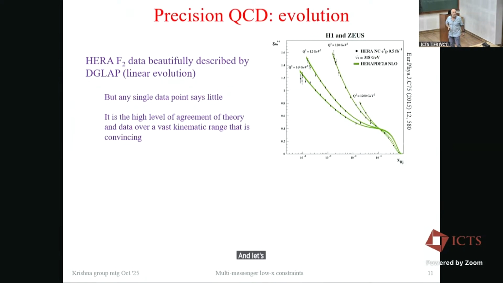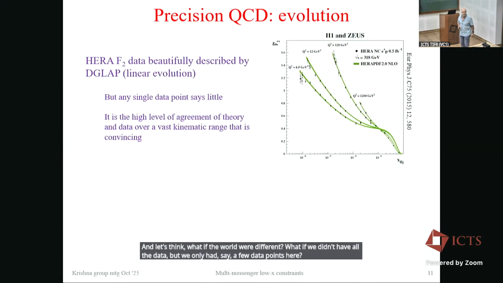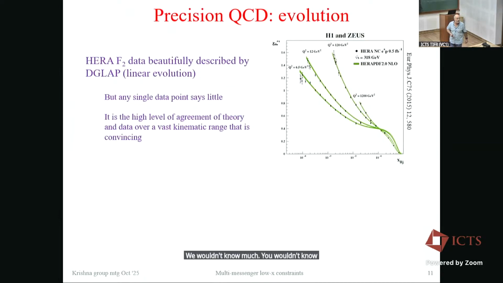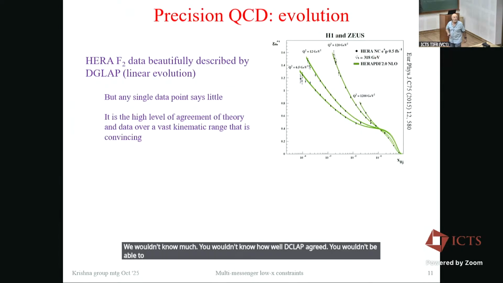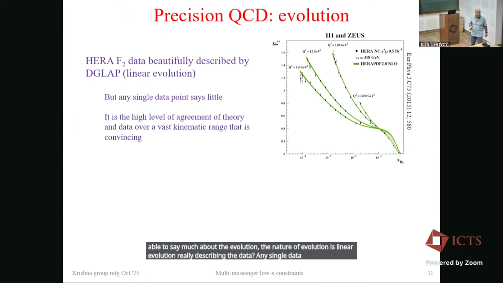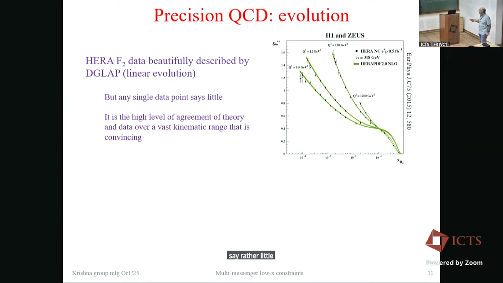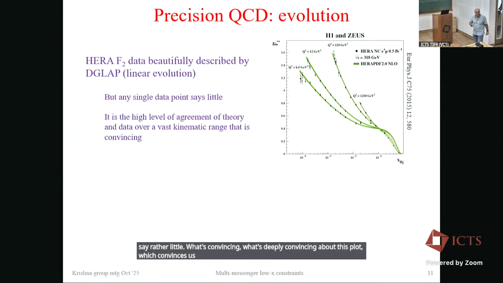And let's think, what if the world were different? What if we didn't have all the data, but we only had, say, a few data points here? We wouldn't know much. You wouldn't know how well DGLAP agreed. You wouldn't be able to say much about the nature of evolution. Is linear evolution really describing the data? Any single data point or a few data points say rather little. What's convincing, what's deeply convincing about this plot, which convinces us that QCD is really working with extraordinary precision, is actually the totality of the data over a vast phase space. It is the high level of agreement of theory and data over a vast kinematic range that is convincing.